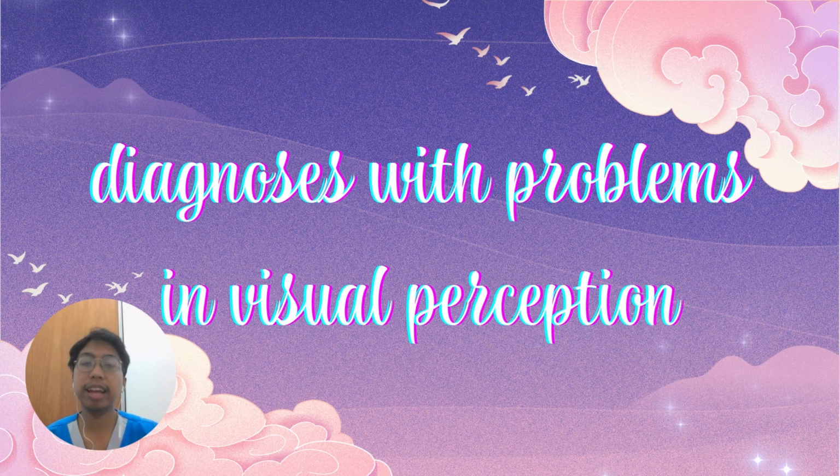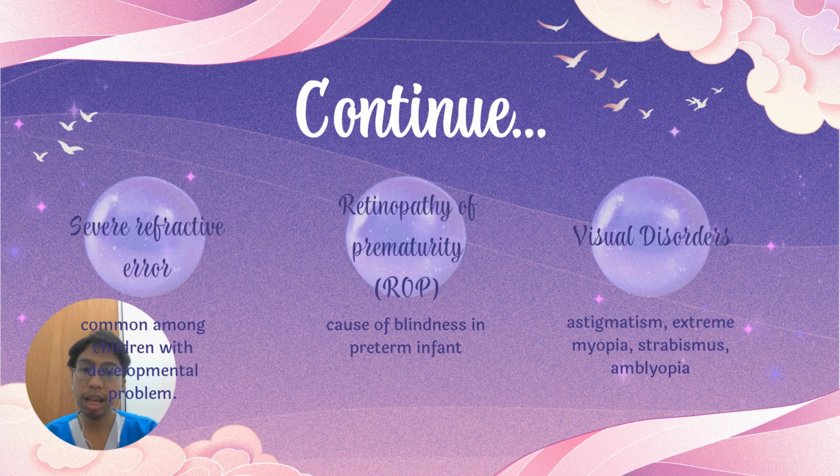So next is diagnosis with problems in visual perception. Actually, there are a lot of diagnoses when it comes to visual problems. One of the very famous ones would be dyslexia. As you can see, dyslexia is the inability to read letters because the letter D seems upside down, the letter P seems flipped to the left side, and B seems upside down, etc. That's an example of it.